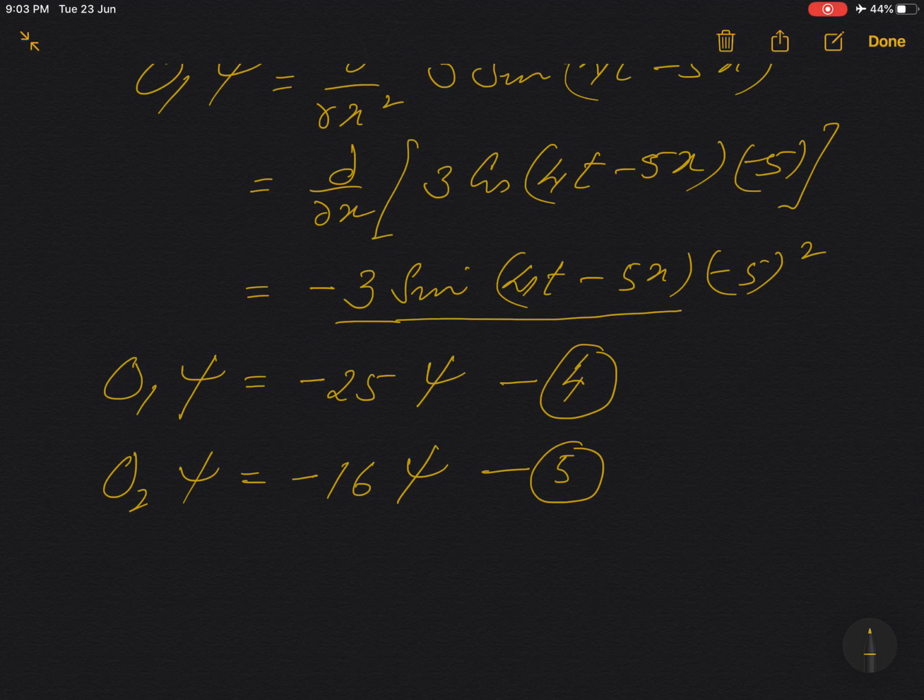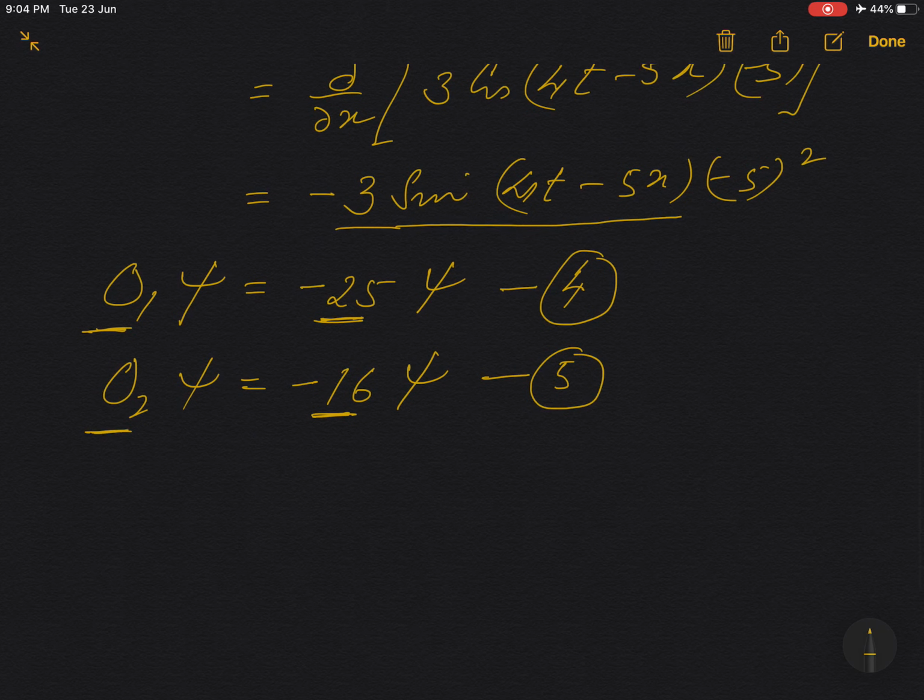My psi is the same in both the cases. When I change the operator, this value is changing. That means there is some definite relation between this value and this operator. We'll have more details very soon.